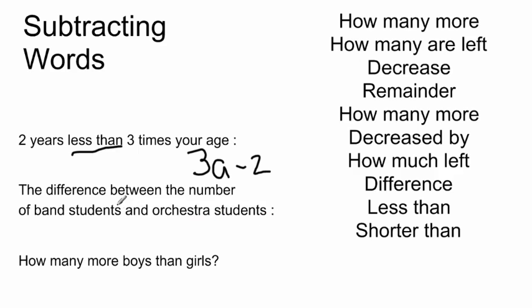Okay. If we have the difference between the number of band students and orchestra students, difference is going to be subtraction. So let's call our band students B and our orchestra students O. The difference between them would be B minus O.